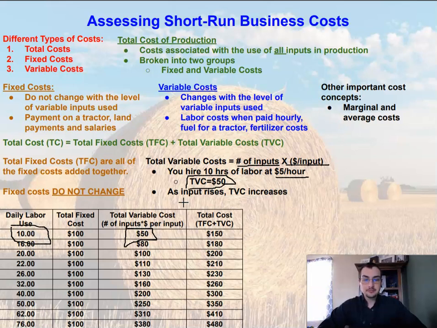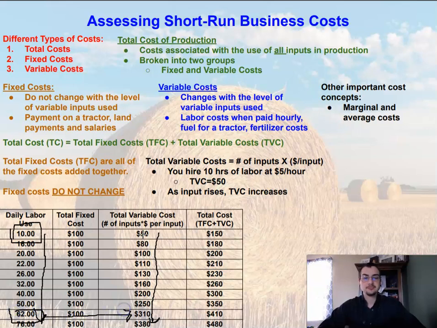So total variable cost in this first aspect is $50 because it's the amount of labor times the price per hour. Something that's interesting to note is that the more you work this particular individual for $5 an hour, the more your total variable cost increases. The more it goes up. So obviously, if you work somebody, or you work yourself, for 10 hours and you're paid hourly, you're going to get paid less than if you worked 62 hours. And it only makes sense that your variable cost is going up.